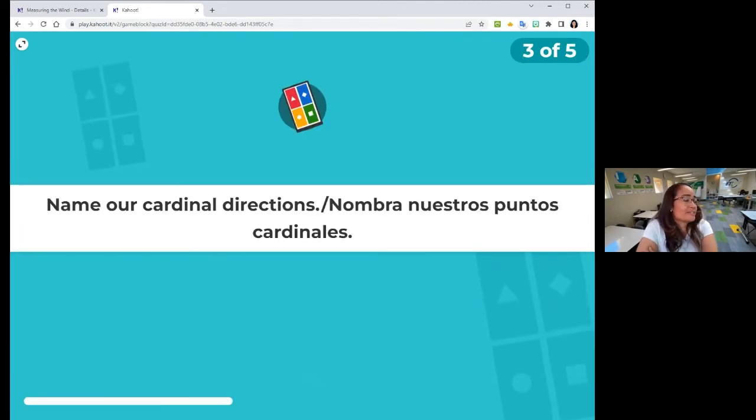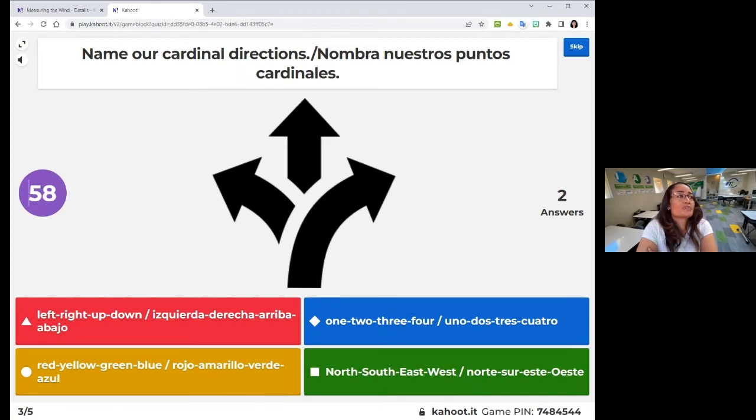Question number 3 kind of goes along with question number 2. Can you name our cardinal directions? This should be an easy one where little guys can get this. Is it going to be left, right, up, or down?